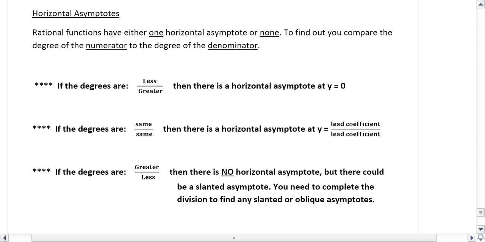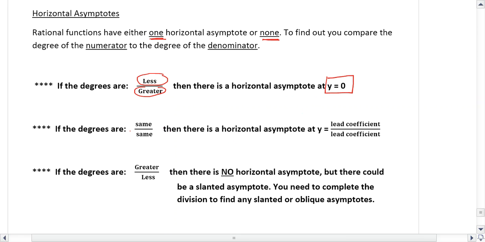So first of all, rational functions are either going to have one horizontal asymptote or they're not going to have any at all. So those are our choices. Again, to find them, you compare the degree. If the degree of the numerator is smaller than the degree of the denominator, then we have one horizontal asymptote, and it is at y equals 0. So those are sort of the easy ones.